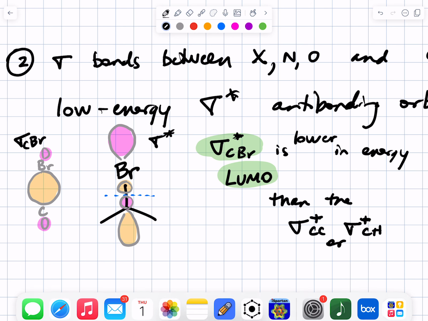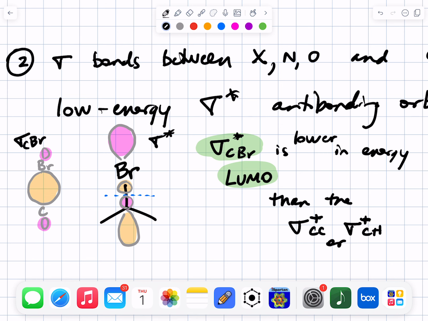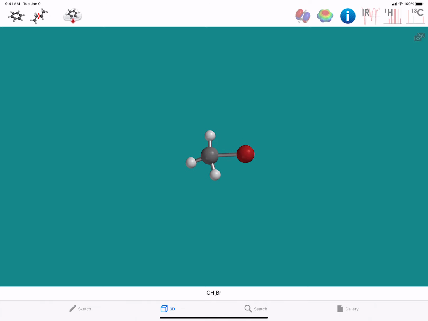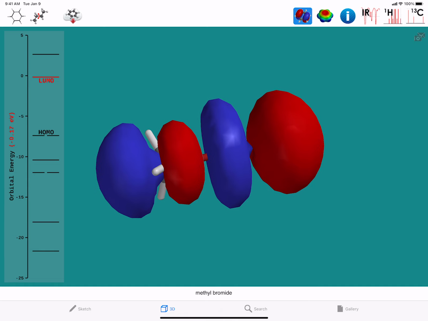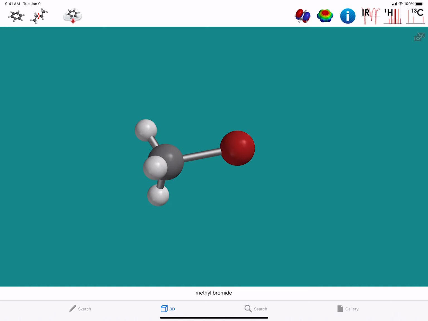Now, if we were to do a carbon-bromine bond in Spartan, let's just try that. I'm trying to figure out what this, no, I want to keep it simple. We'll just do methyl bromide. Oh, that is so not the right structure. There we go. So if you look at the LUMO, here, carbon is on the left, bromine is on the right. That's a long, weak carbon-bromine bond.